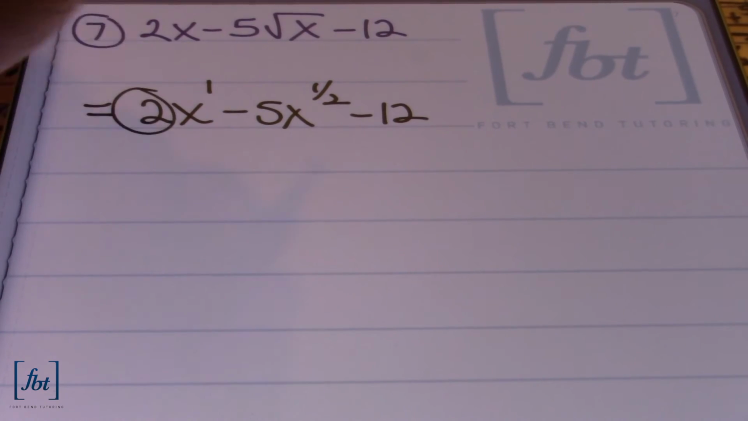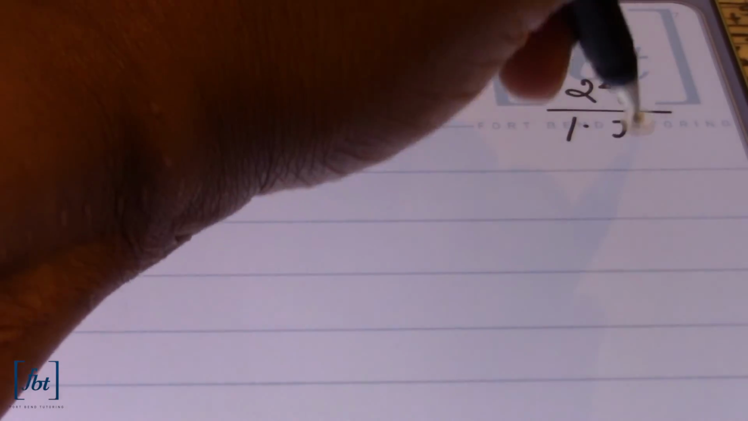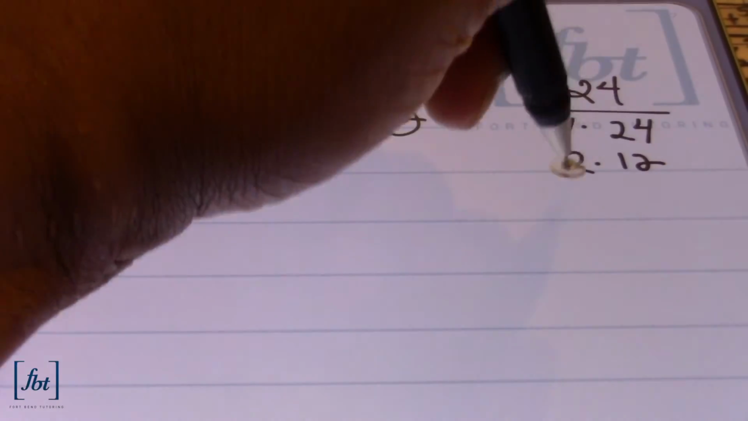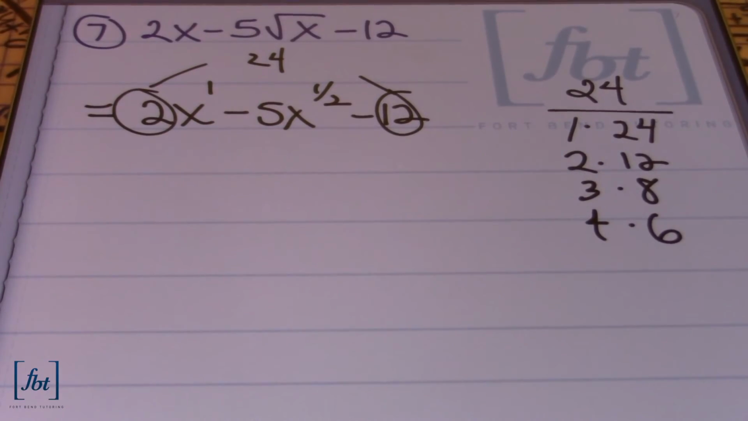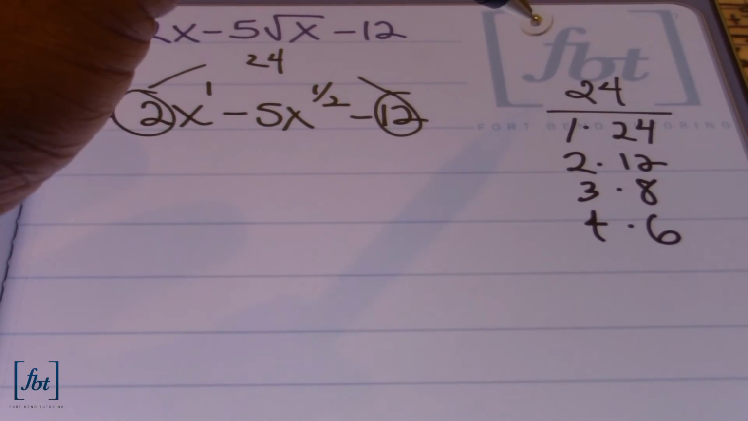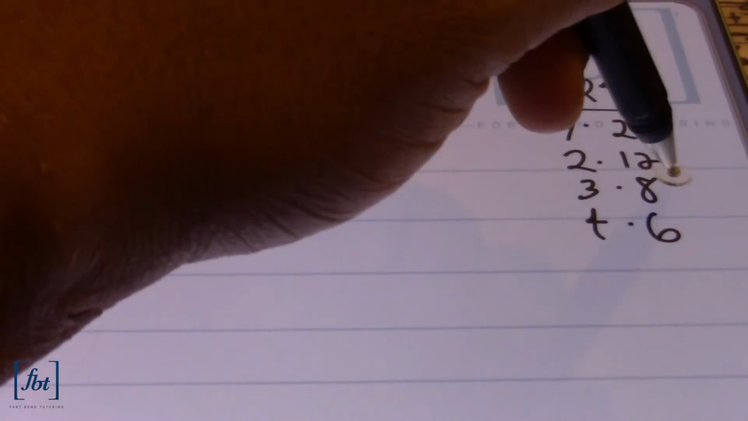I'm going to multiply 2 times 12. That'll give me 24. Looking at factors of 24, we have 1 times 24, 2 times 12, 3 times 8, and 4 times 6. And you'll be looking for factors of 24 that subtract to give you 5. Well, that's just going to be 3 and 8.